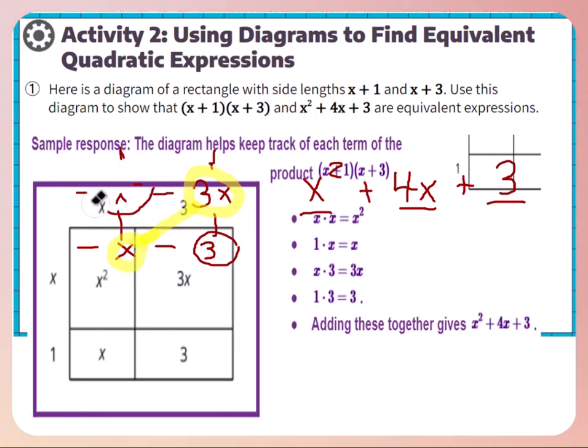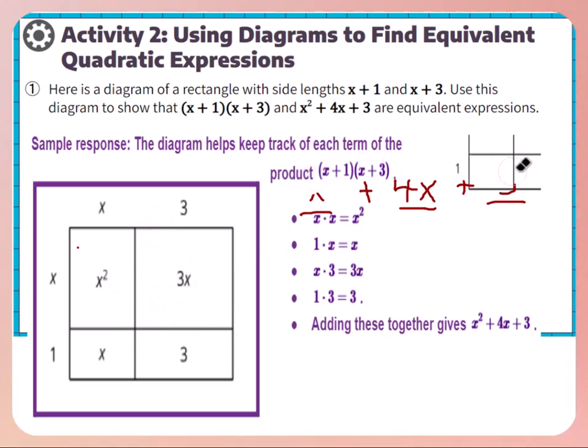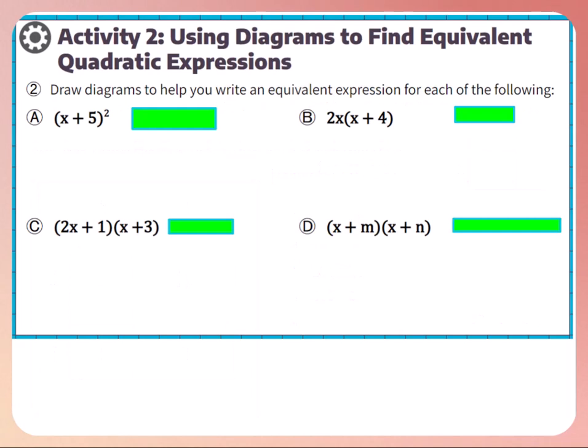All right, let me erase this so you can see. Just repeating what you saw earlier, how we're going down and across to get these terms, the diagonal terms add together to give you that middle term. All right, now draw diagrams to help you write an equivalent expression for each of these.